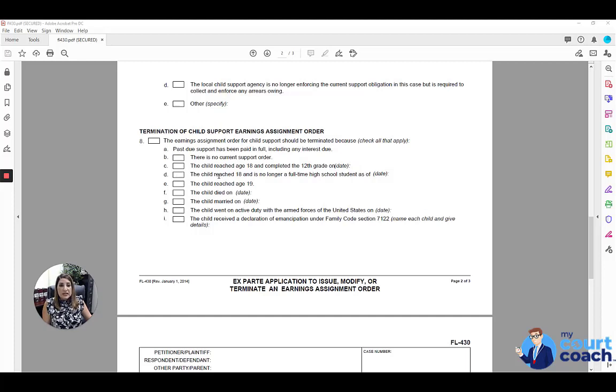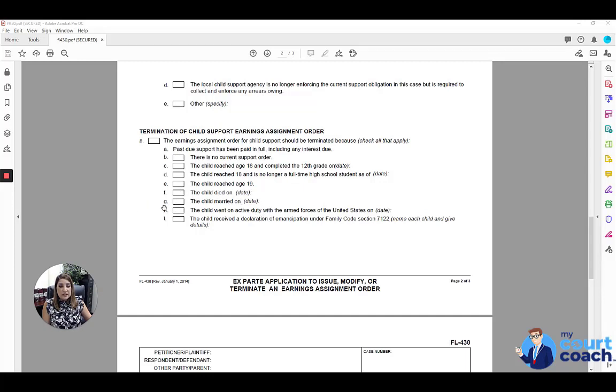If the child has reached 18 and is no longer a full-time high school student, then you want to list the date of birth as of when. And if the child has reached age 19, mark that box. If the child has passed away, mark the date they passed away on. If the child has married, list the date that the child married on.